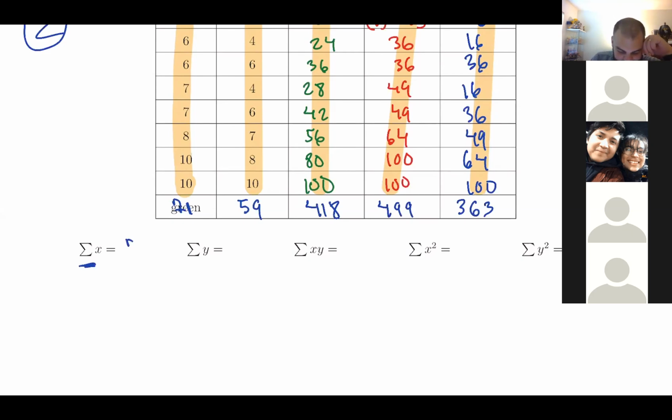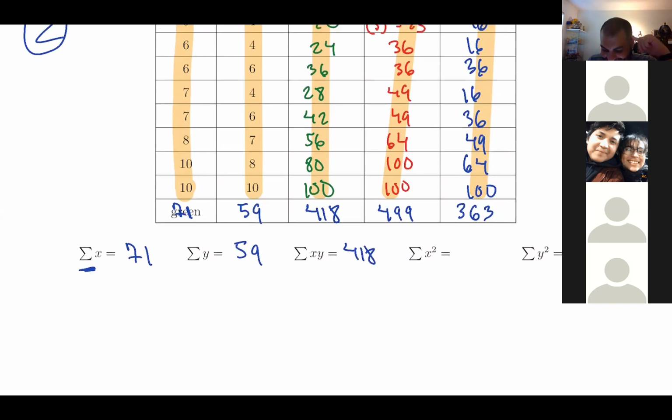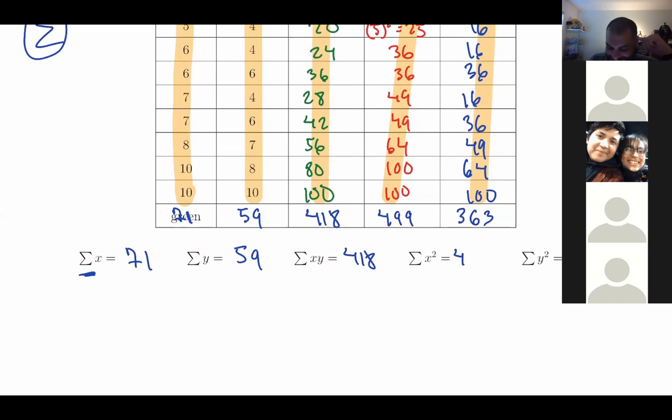There you go. 71. What's my summation of y? 59. There you go. What's the summation of xy? 418. There you go. What's the summation of x squared? 499. And 418. Oh, you're behind. 363. All right, and there we go. You want to do this because once you enter it into the formula, it will make it so much easier, because you can just grab them and pop them into where they go.